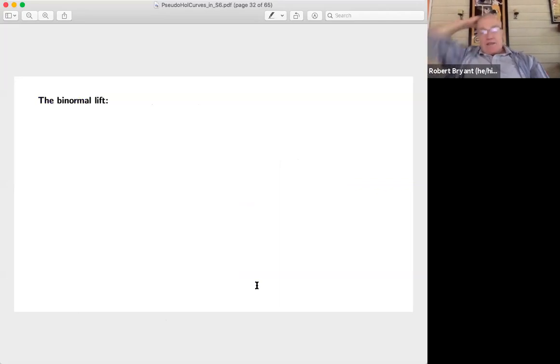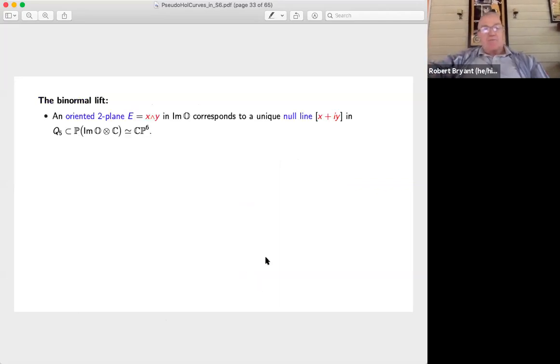Now, the nice thing is that there's an interpretation of beta equals 0. You might think, for example, if we were talking about CP3 and we did this construction in CP3, beta equals 0 would mean that the curve lies in a CP2. But there are no complex 4-dimensional subvarieties of S6. So beta equals 0 can't mean anything like that. But it does have a natural interpretation.